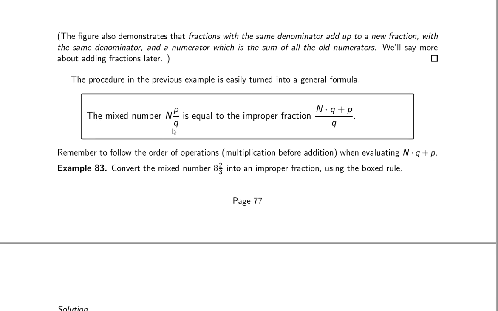This is another way to think about converting mixed numbers to improper fractions. If you have n and p over q as your mixed number, then the improper fraction is given by this formula. Like we saw, it's n times q plus p on top, and keep that q on the bottom. So that's starting to look at fractions.